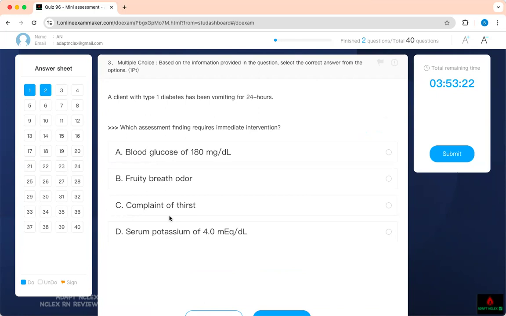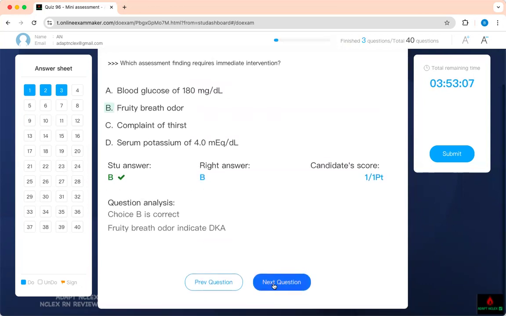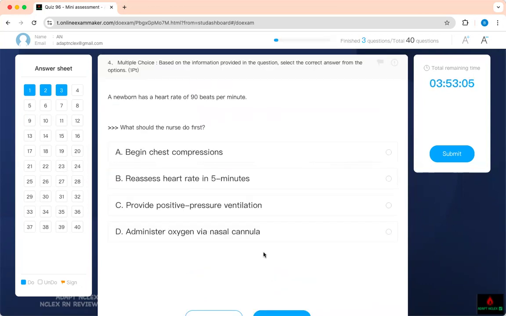That's dehydration. Potassium of 4 is normal. Therefore, who has diabetic ketoacidosis? Fruity breath odor is an indication of acidosis. Therefore, that's your answer.